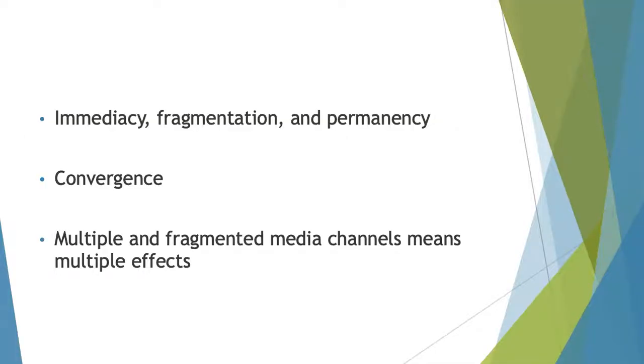So the first point is immediacy, fragmentation, and permanency. This is referring to the types of qualities online communication has. It's immediate, it's fragmented, and it's permanent. And all of these things lead us to need standard ethical considerations across social media use. So, first, this idea of online communication being immediate.